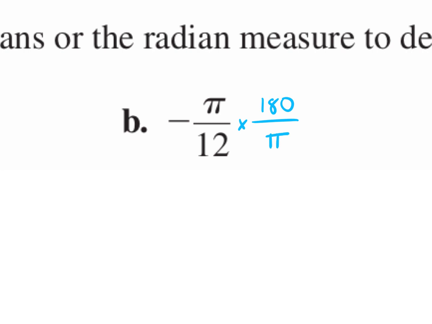So we can multiply straight across, but I would say before you multiply, just get things to cancel. Simplify a little bit. You can only cancel out if something's on the top and on the bottom. So anything in common on the top and the bottom? The pi's, so we can get rid of those. What about 12 and 180? What goes into both of those? 6. So 180 divided by 6 would be 30, and 12 divided by 6 is 2. So I'm left with negative 30 over 2.